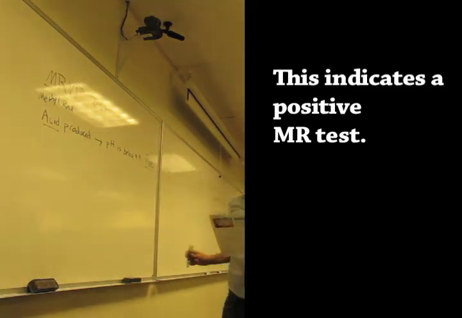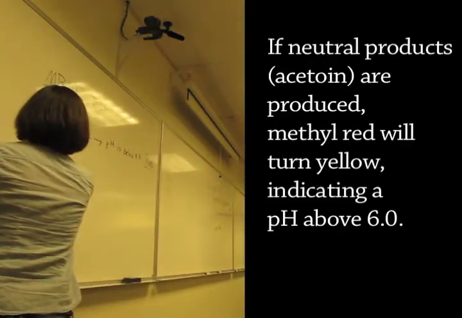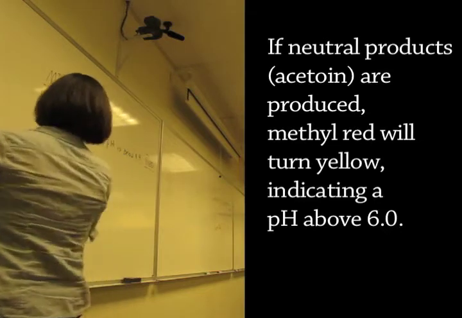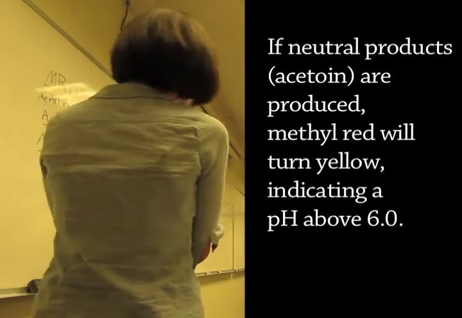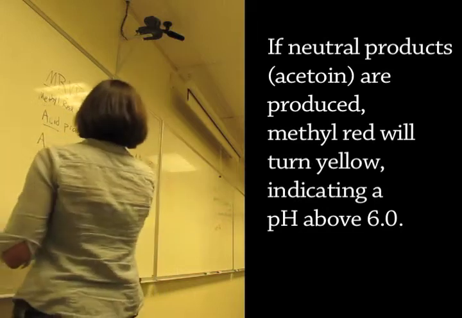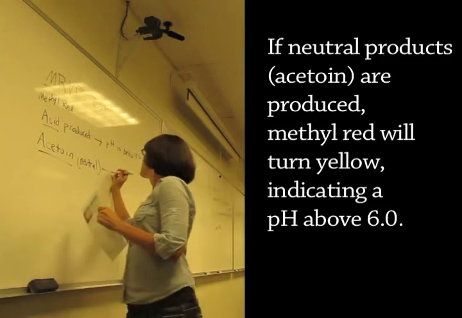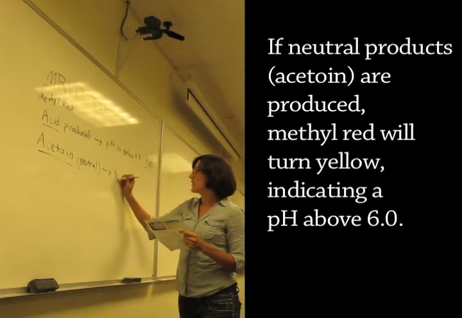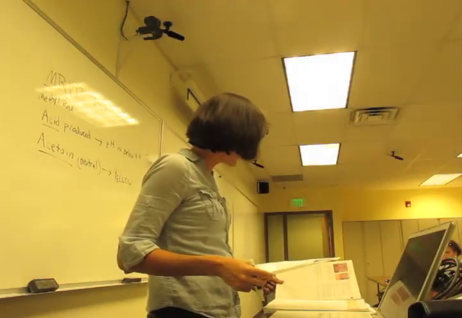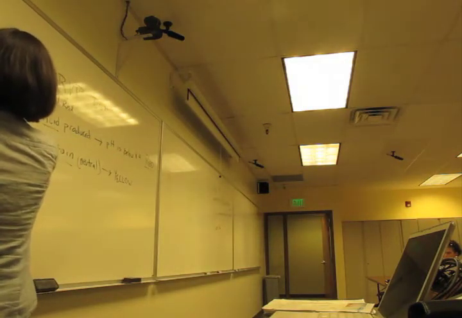If neutral products are produced, in this case, I would know, because I think he might have even asked this on one of our quizzes. Make sure you read through exercise 14, okay? Because acetoin is the neutral product. Then it will just stay yellow. So that's the first step of the MR test, okay? Step 1.